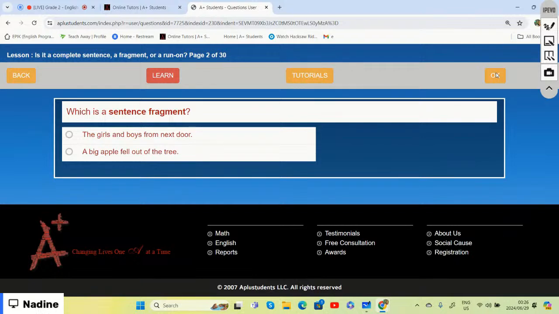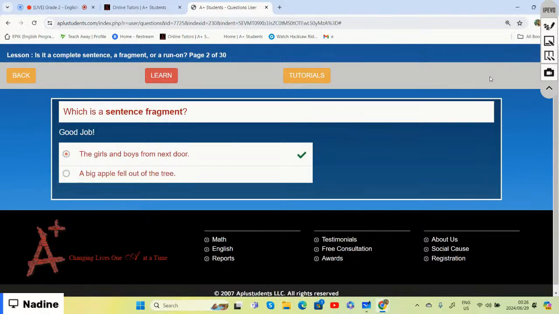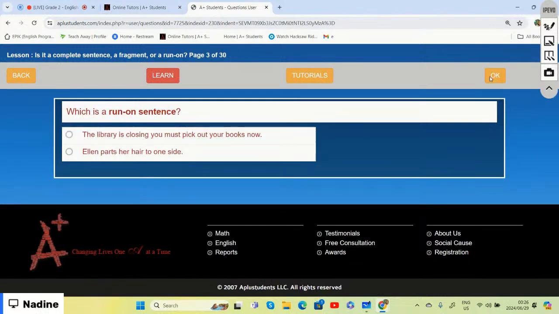Like look at option one. It says the girls and boys from next door. But now we need to ask ourselves, what did the boys and girls do from next door? Right? So we'll go with option one because remember it is missing a verb.